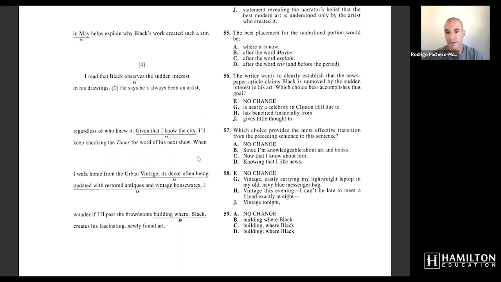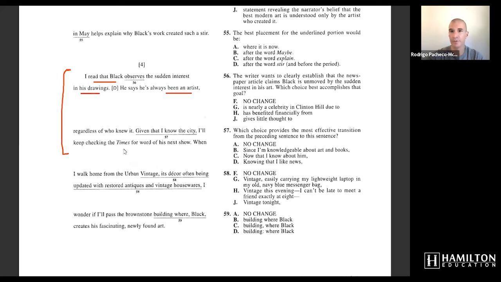So we have a question stem here. Which choice provides the most effective transition from the preceding sentence to this sentence? And I'm actually going to read the beginning of this paragraph just for some context. So I read that Black gives little thought to the sudden interest in his drawings. He says he's always been an artist, regardless of who knew it. And we have the underlined elements as part of the question and another clause. I'll keep checking the times for word of his next show. So the beginning of this paragraph is all about Black and his art.